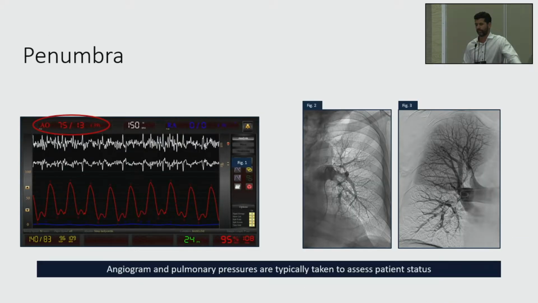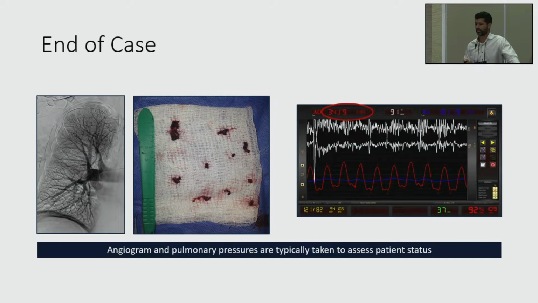And here's a patient that had a significant PE with significant pulmonary pressure elevations. And with this patient, we used Penumbra, which is basically just a big straw that you can suck the clot out with. And here, note the pulmonary artery pressures. They significantly decrease and normalize after you remove the clot, and the patient basically becomes asymptomatic. And that's it.